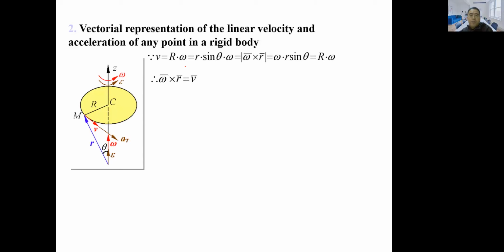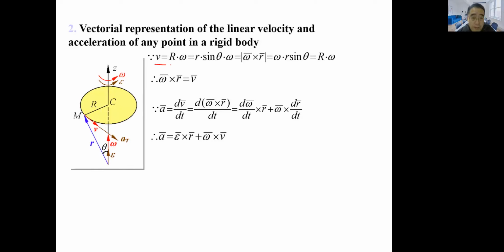Let's move on. Vectorial representation of the linear velocity and acceleration of any point in the rigid body. You guys pay attention here, maybe a little bit difficult to understand. Actually, we know V should equal R omega, right? So you guys can look at this picture. If we draw a vector R here, so this is the length of R, right?